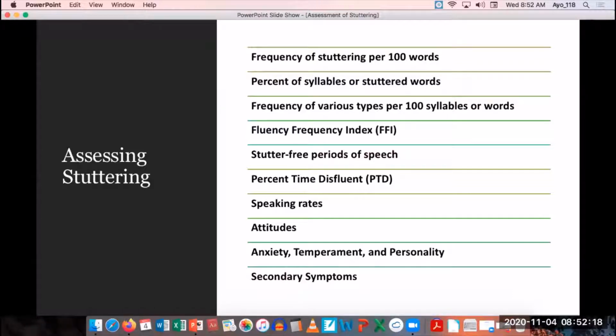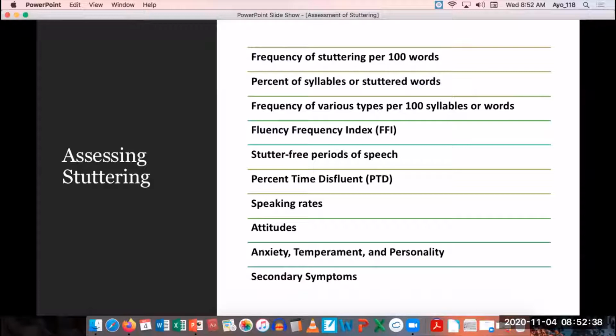All right. Speaking rate. Here's another area that you might assess for someone who's disfluent, their speaking rate. The higher the frequency of disfluencies and the longer their duration, the slower the speaking rate. Does that make sense?